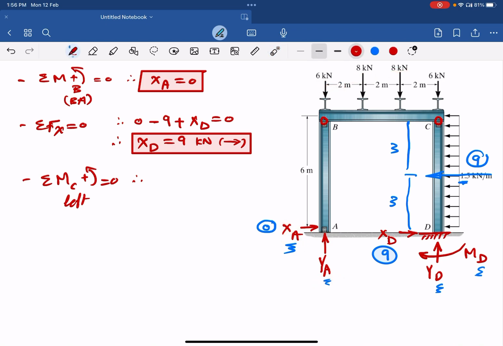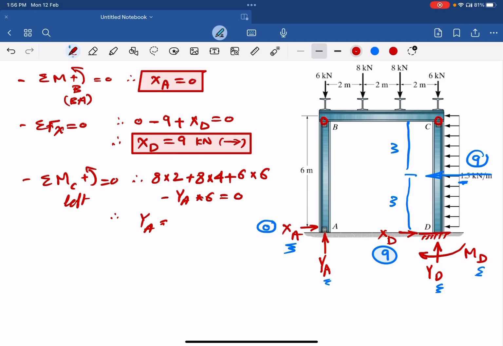Let's do that. Therefore, 8 times 2 plus 8 times 4 plus 6 times 6 minus Ya times 6 all equals to 0. And from here we can get the Ya. Let's do that and use the calculator.